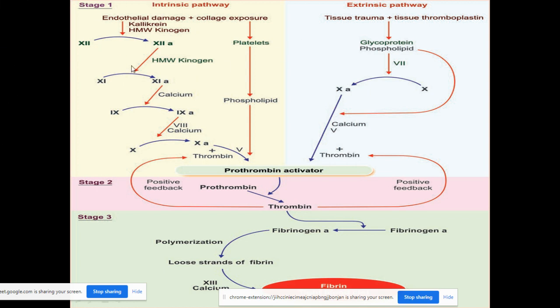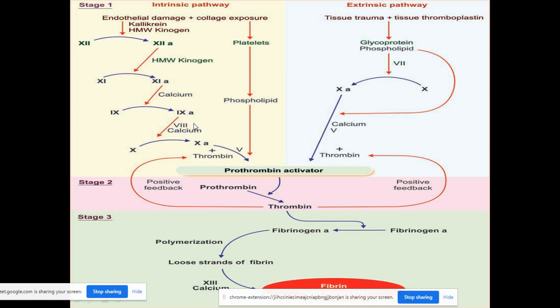Once factor 12 is activated, along with the high molecular weight kininogen, this will activate factor 11. Once factor 11 gets activated, it will activate factor 9 along with calcium. Calcium is actually factor 4. Okay, calcium is factor 4. So along with the calcium, the activated factor 11 will activate factor 9. See here, the 9 will get activated.